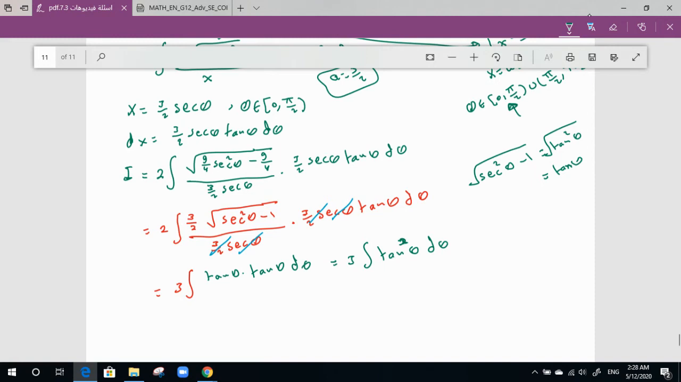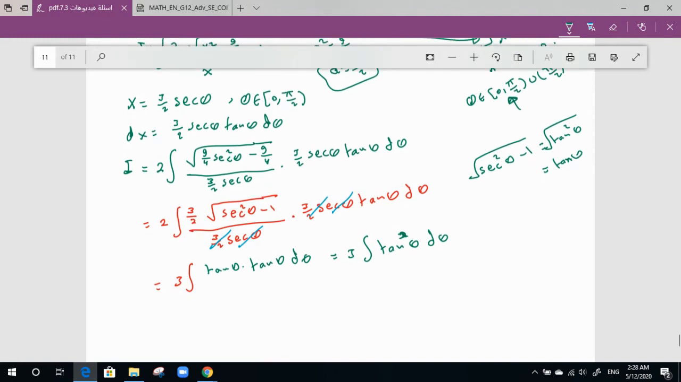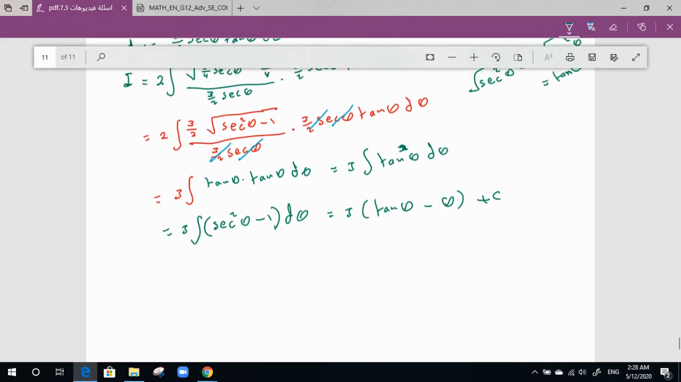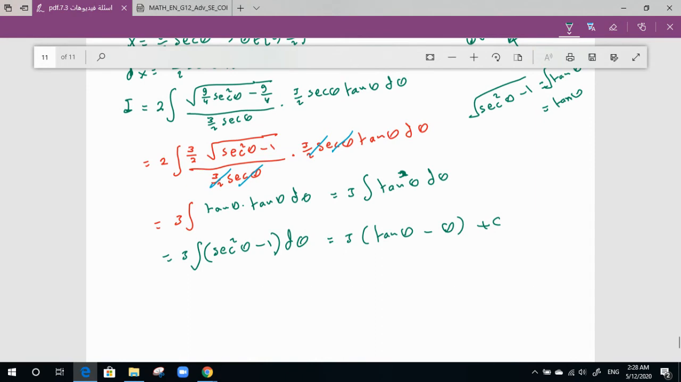Now, how can I do this integral? This integral needs the identity tan squared theta equals secant squared theta minus 1, d theta. Now 3 outside, open bracket, the integral of secant squared is tan, the integral of 1 is theta, plus c. I must replace theta by the value of x, or change the term from theta to x.